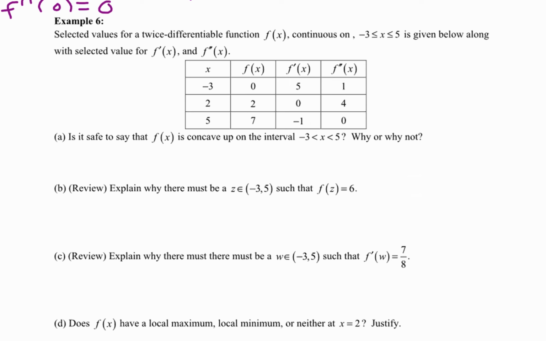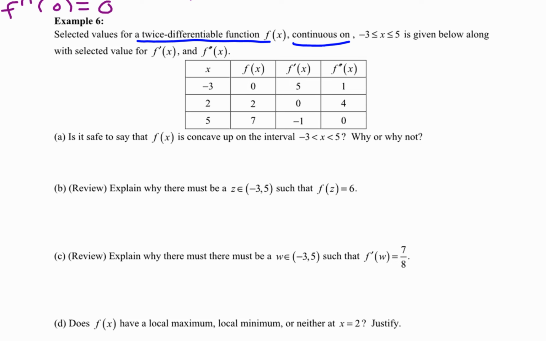All right, so let's look at this. This time we don't have a function, but we do have a table. And remember, we like to mix these up. Sometimes we get graphs, sometimes we get tables, sometimes we get functions. So this time we're just looking at a table. Take a look at it: f is a twice differentiable function, and it's continuous on the interval.